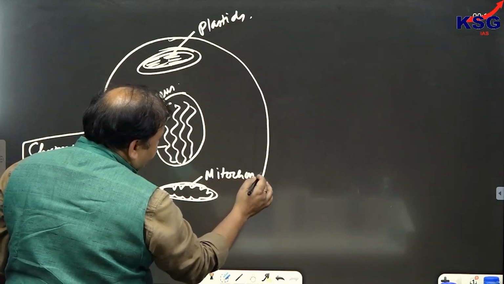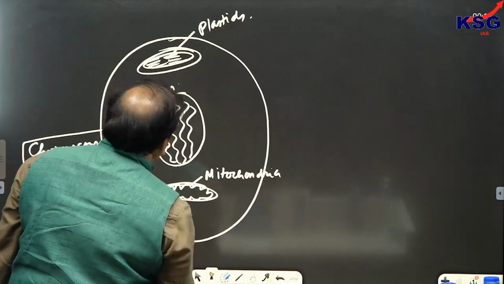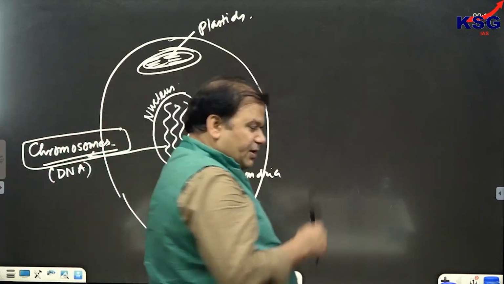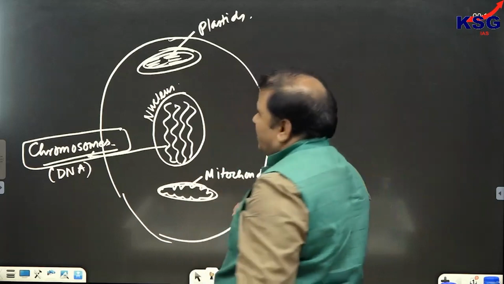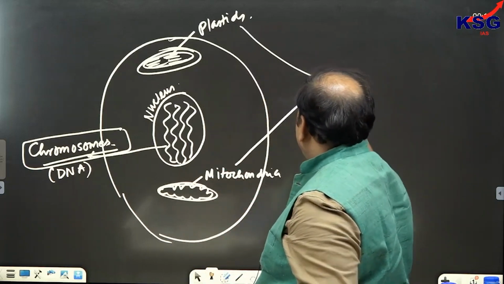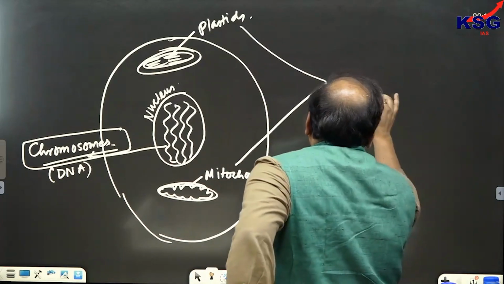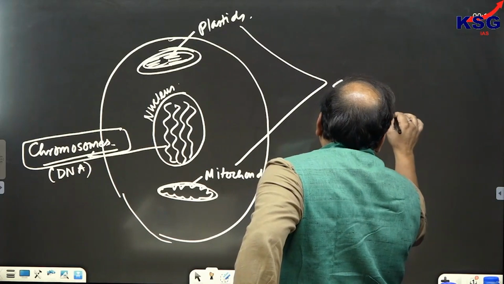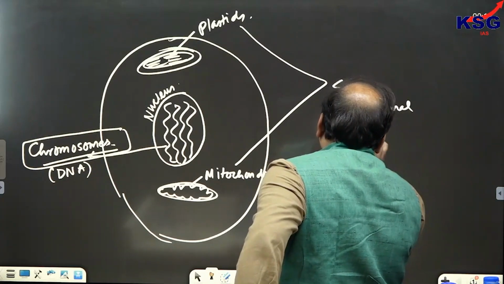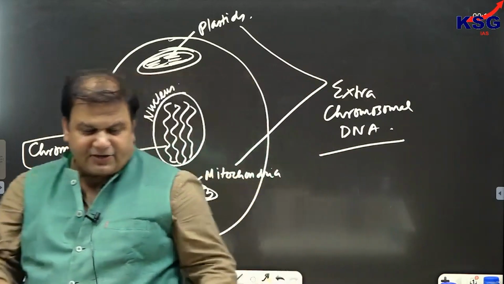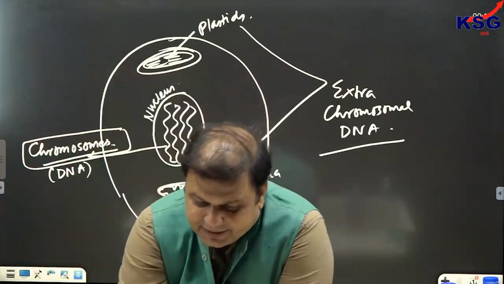So we are saying that DNA is not only present in the nucleus, but it is present in two other parts of the cell. And these two other parts of the cell where DNA is present, this type of DNA would be referred to as what? It is called extra chromosomal DNA.